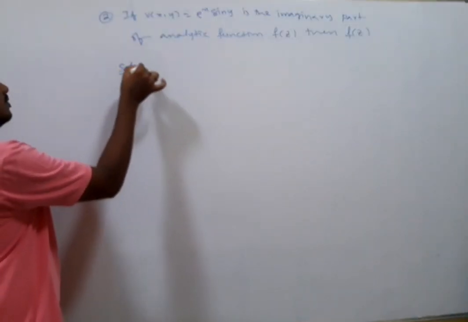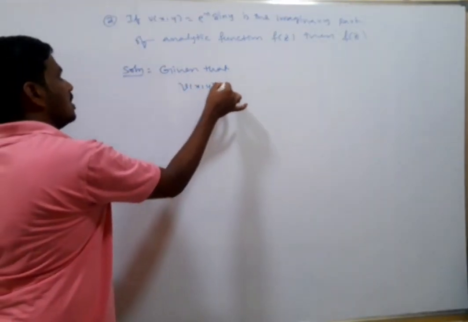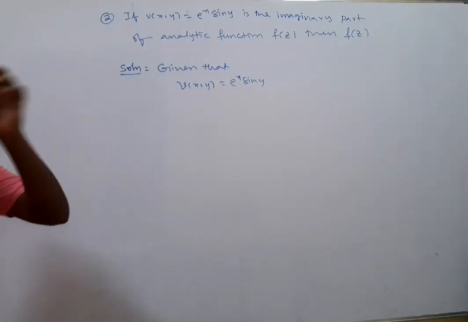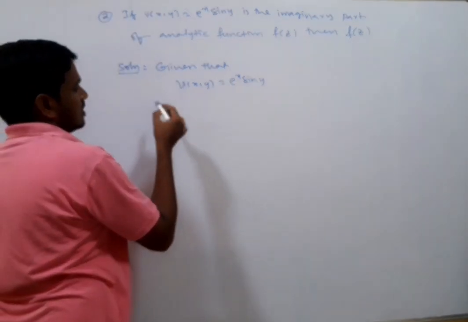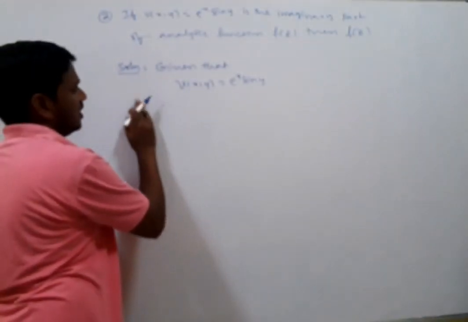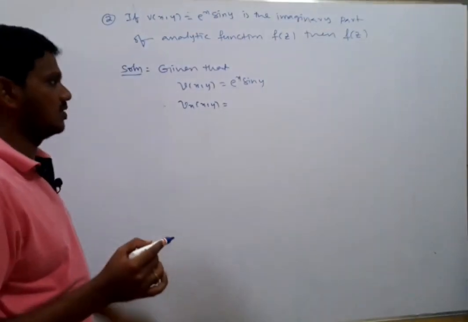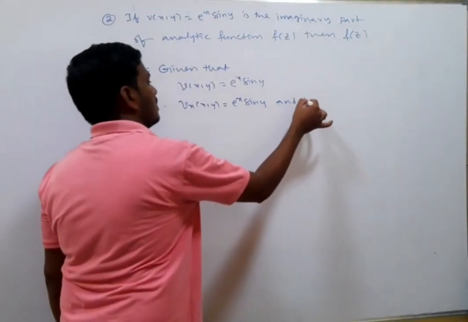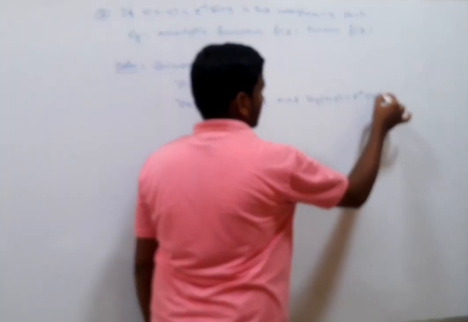Solution: given that v of x comma y is equal to e to the power of x into sin y. But you know the answer, right? F of z is equal to, by applying the previous method, e to the power of z plus c. I am going to expect that one also, right? First you should find the partial derivatives. Vx of x comma y is equal to, differentiating partially with respect to x, e to the power of x sin y, and Vy of x comma y is equal to e to the power of x into sin y, derivative is cos y.